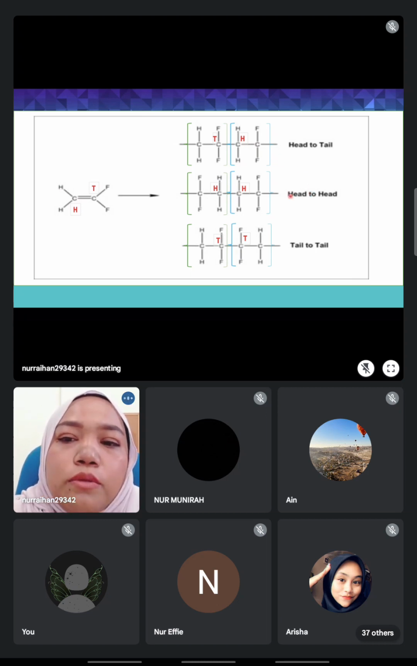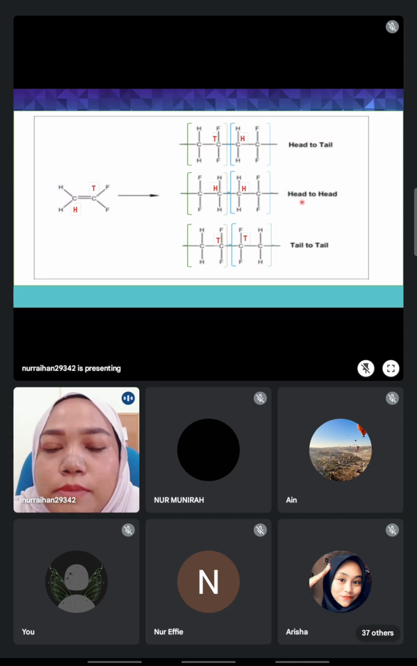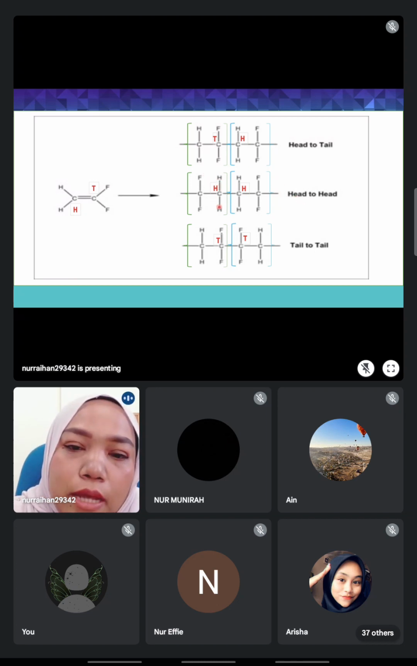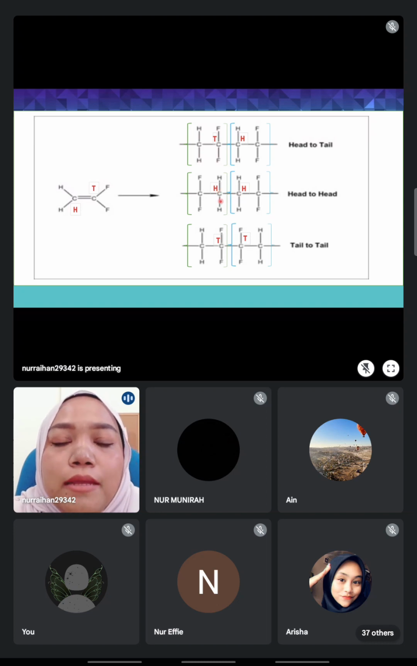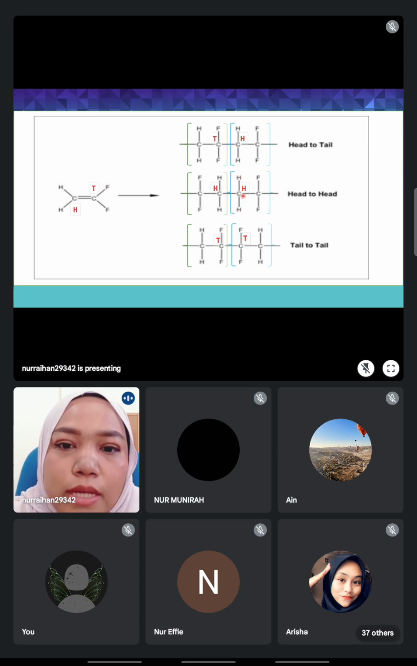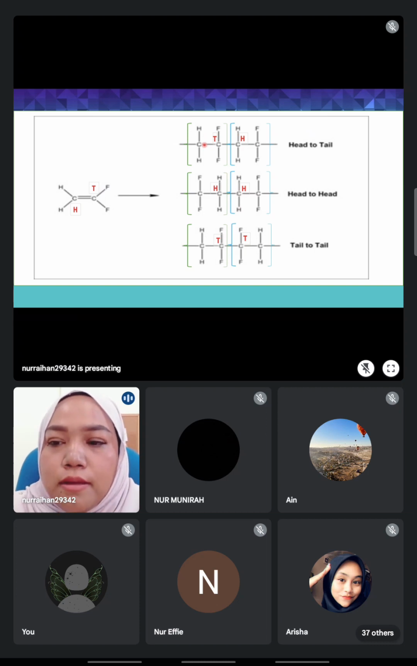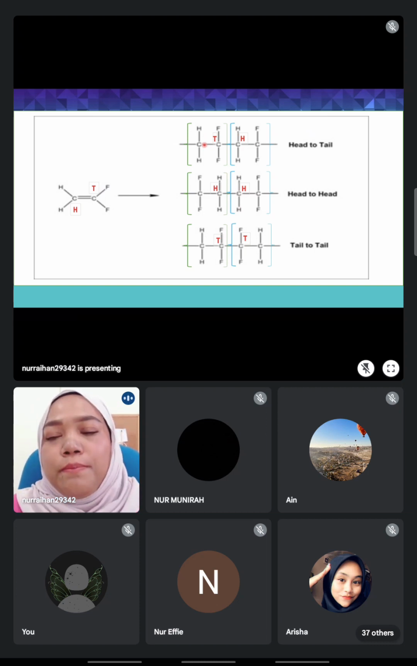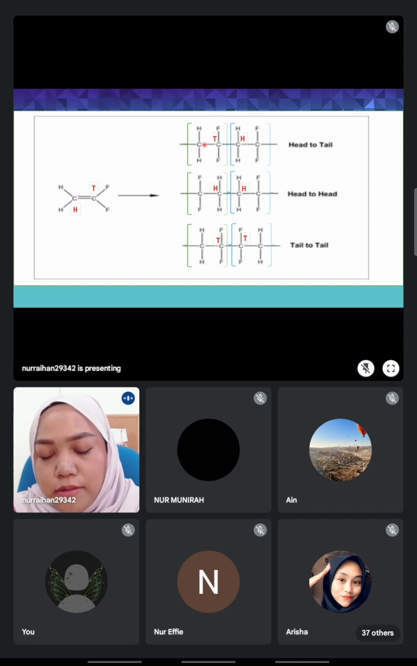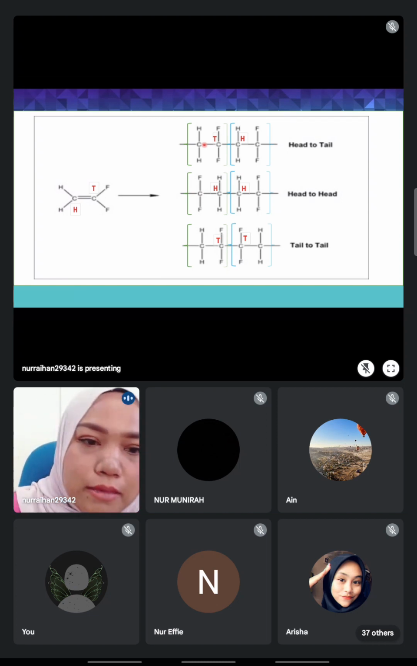Okay. Meanwhile, untuk yang second pula, head to head arrangement. Kalau you perhatikan kat sini, carbon yang attach to hydrogen, head. Okay. So dia akan attach ataupun dia akan link dengan carbon yang attach dengan hydrogen juga. So dia akan jadi head to head arrangement. Manakala tail to tail arrangement pula, kita tahu yang carbon yang attach dengan fluorine adalah tail. So dia akan jadi tail to tail arrangement. Okay. So bila ada dia continuously link, okay, you akan nampak lah either they can be considered as an iso, syndio ataupun atactic.